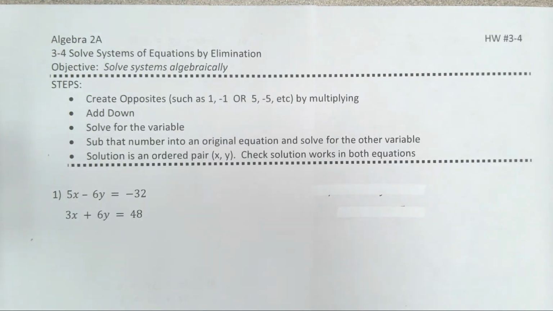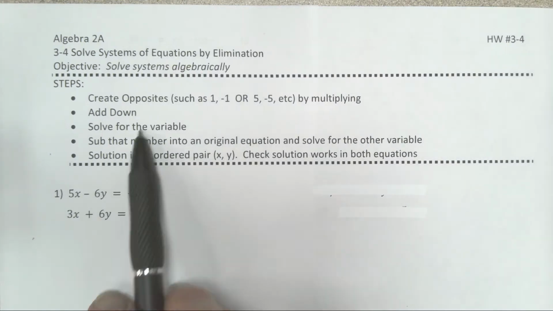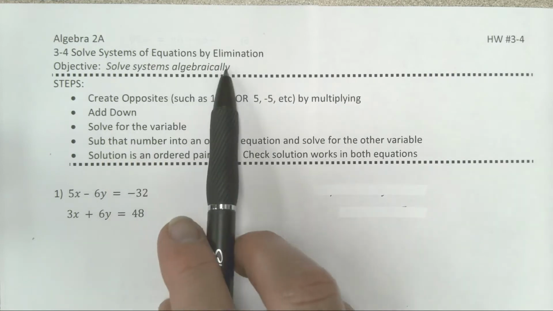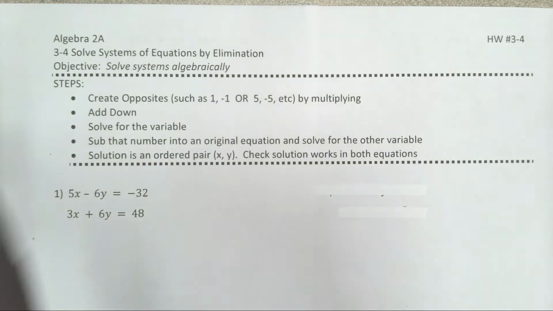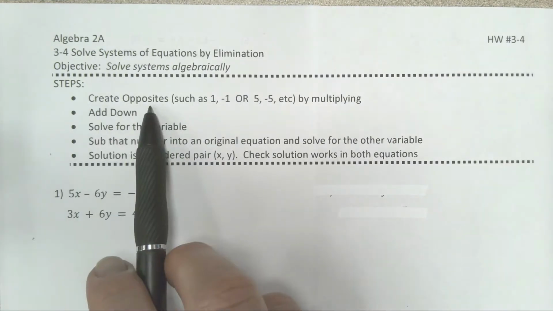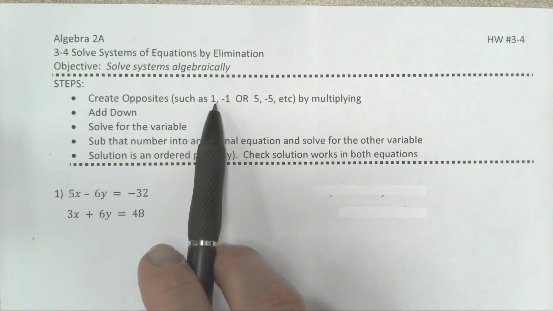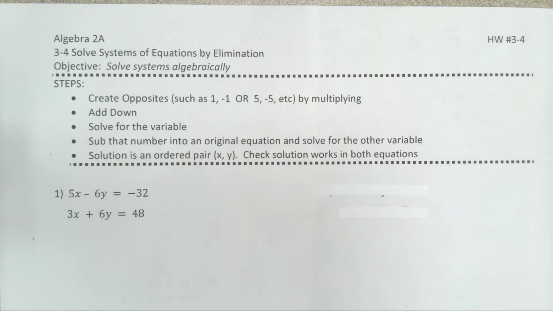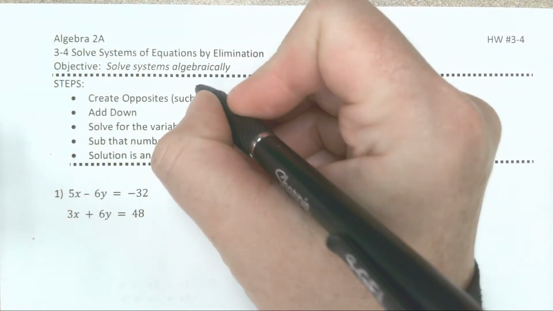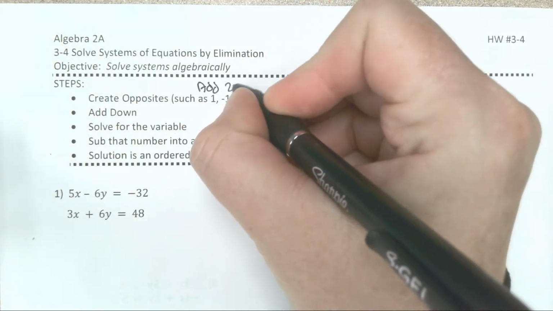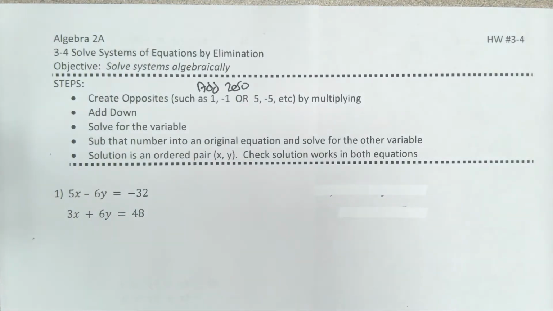Now we're going to move on to how do you solve systems of equations by using something called elimination. So it's another way to solve it algebraically. When we do elimination, we want to create opposites. Opposites are numbers like 1 and -1, 5 and -5. We like opposites because they add to 0.